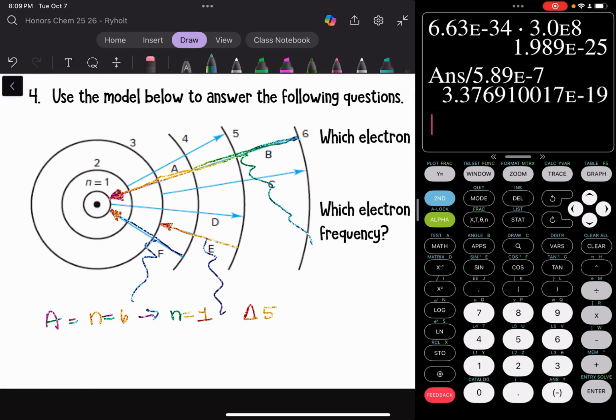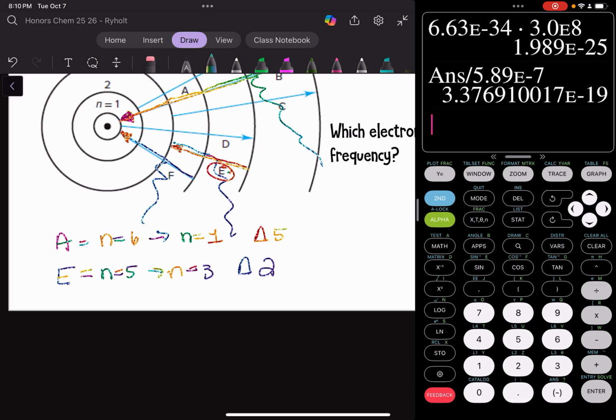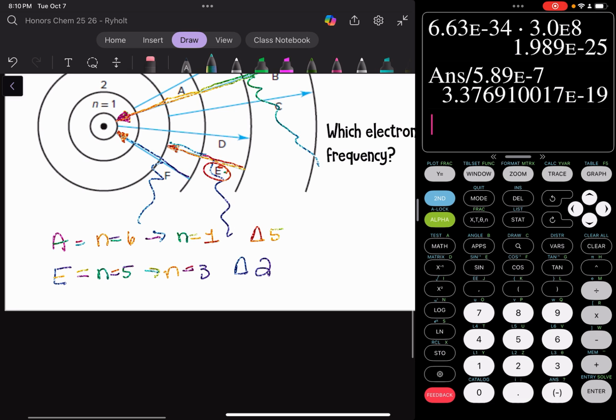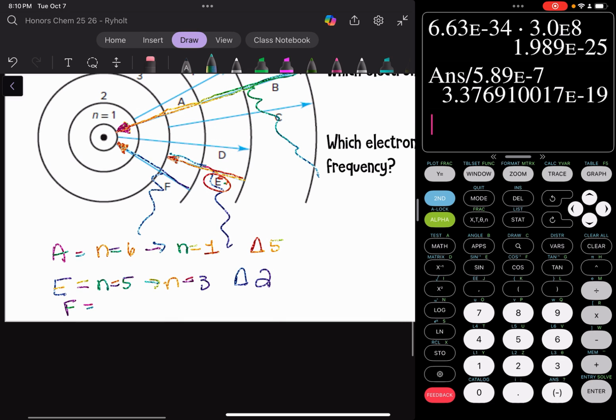Next, let's look at E here. E starts at principal energy level 5, and it's going to drop to 4 and then 3, so N equals 3. The delta, the difference between principal energy level 5 and 3, is 2. So that one has not fallen that far. Now let's look at F.